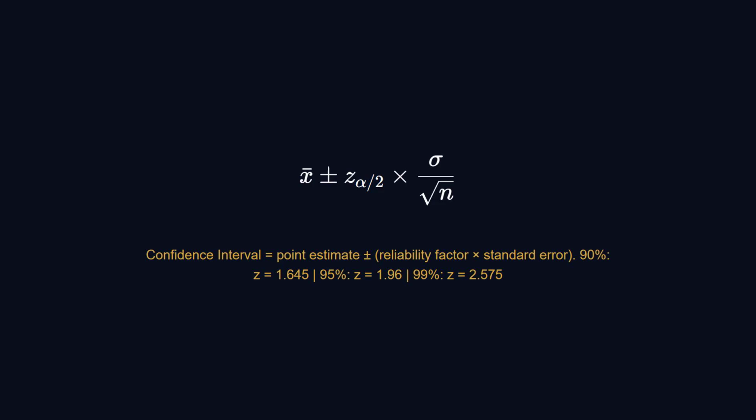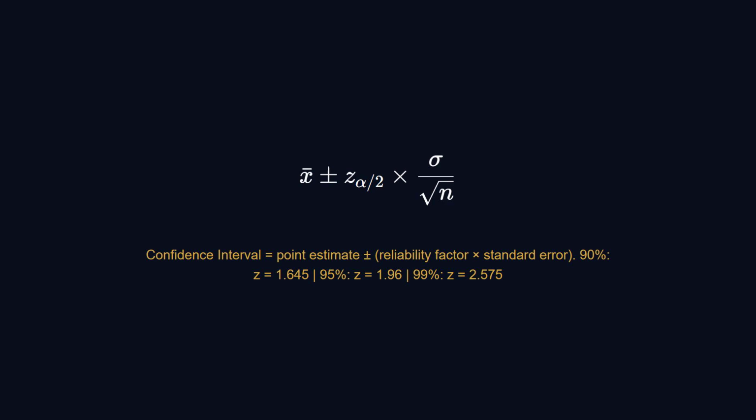X bar is your sample mean, your best estimate of the true population mean. The reliability factor is a number from either the z-table or the t-table, depending on the situation. It determines how wide your interval needs to be for a given confidence level. For 95% confidence using the z-distribution, the reliability factor is 1.96. For 90% confidence, it is 1.645. For 99% confidence, it is 2.575.